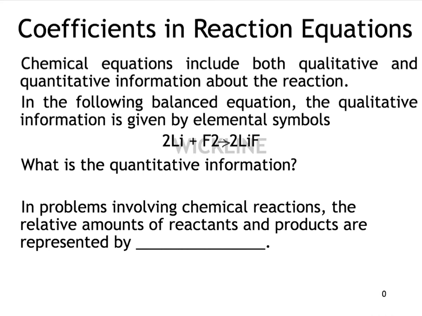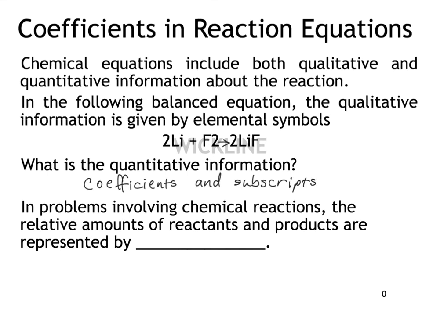So reaction equations include both qualitative and quantitative information. Qualitative information is going to cover things that are qualities rather than quantities, meaning things that are not numeric. But if it's numeric in any way, that would be quantitative information. The qualitative information in this equation is the element symbols, which represent all kinds of things about the element. But the quantitative information is really represented by two things: the coefficients and also the subscripts.